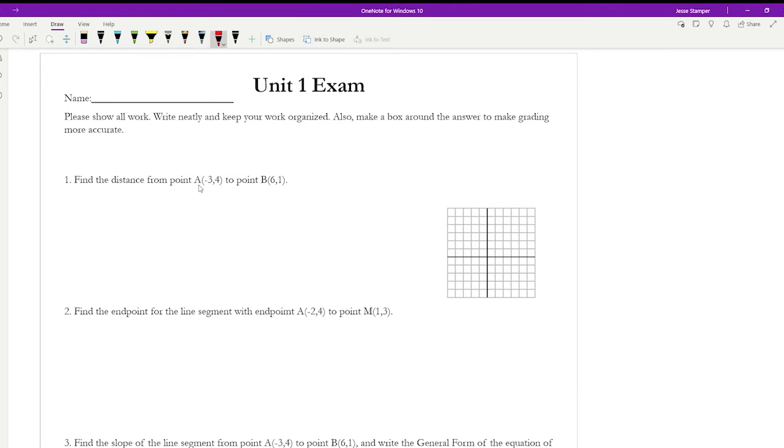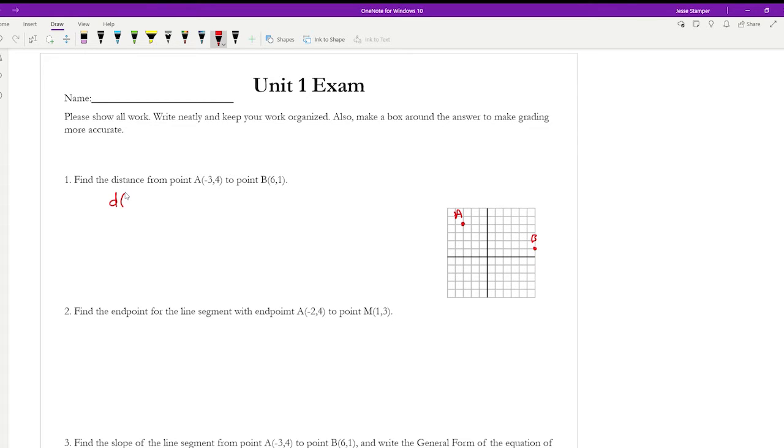I asked you to find the distance from point A to point B. Now, you can plot point A if you'd like. Point A is -3, +4. That's it right here. Point B is 6, +1. That's right here. You're trying to find the distance between A and B. Now, you don't have to plot them, but I figured I'd give everybody a chance just in case they wanted to. Now, to find the distance, you want to use a distance formula.